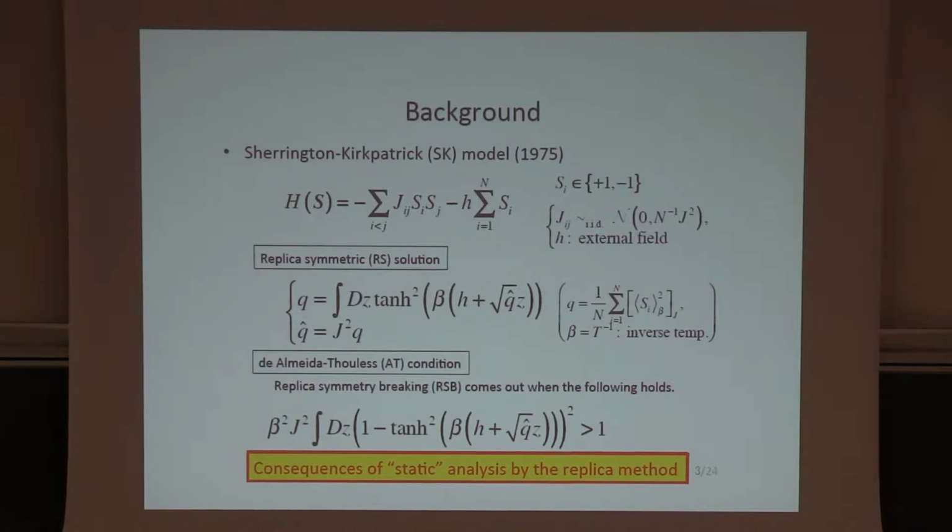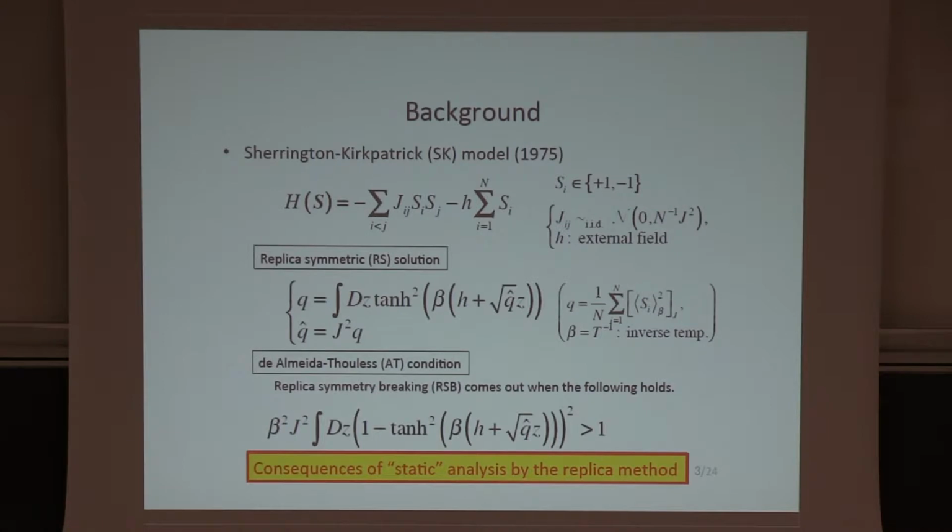Okay, this is a very famous model, the Sherrington-Kirkpatrick model, right? And this is the first model for which we could perform the replica analysis exactly. So it is a very famous equation; the replica symmetric solution is obtained by solving these saddle point equations. But if the solution satisfies this condition, it is known that the replica symmetric solution is invalid. So we have to further perform the replica symmetry breaking.